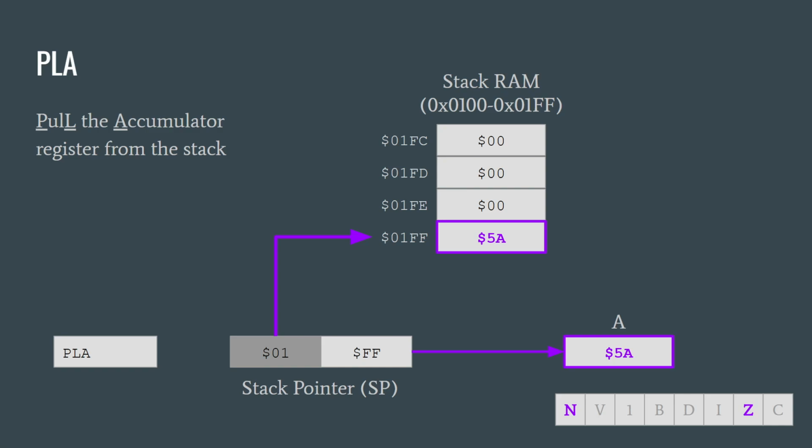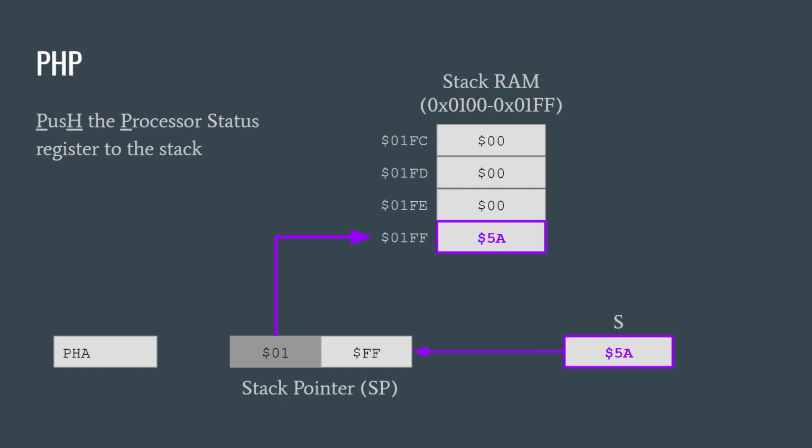For the PLA instruction, it does affect some of the status bits, the N and Z, so you can kind of get some information regarding the value that you pulled out of the stack. Okay, some of these instructions are getting a little bit obscure, but they should be fairly easy to understand if you followed along so far.